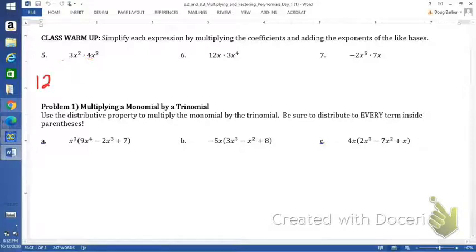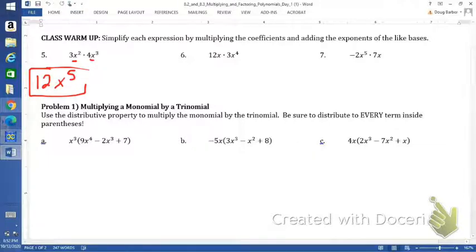And then let's look at the exponents of the like bases. So we have an x and an x, so like bases. The exponents are 2 and 3. We're going to add those together. So 2 plus 3 is 5. So this simplifies to 12x to the 5th.